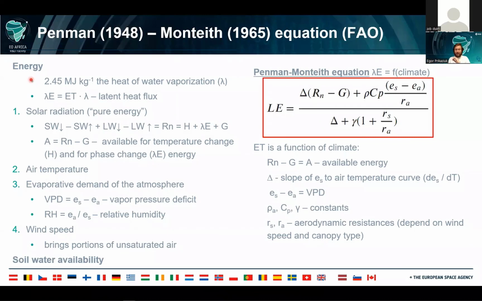First of all, the heat of water vaporization, lambda or L, is here, the letter L. Solar radiation, net radiation, it is here. The difference between net radiation minus what went to warm up the soil. Air temperature, it's hidden here in saturated vapor pressure. Evaporative demand of the atmosphere, as I said, it's there. And the wind speed is hidden in aerodynamic resistances.